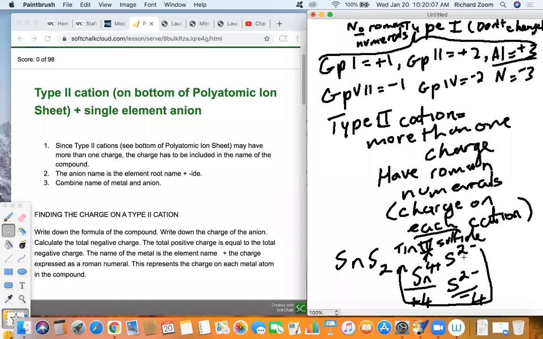This will always be the way you'll do it. You'll always figure out the charge on the negative side, figure out what matches on the positive side, and then go from there.